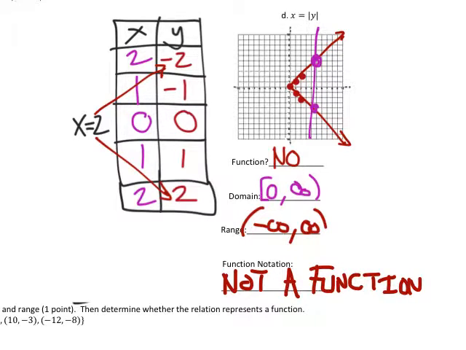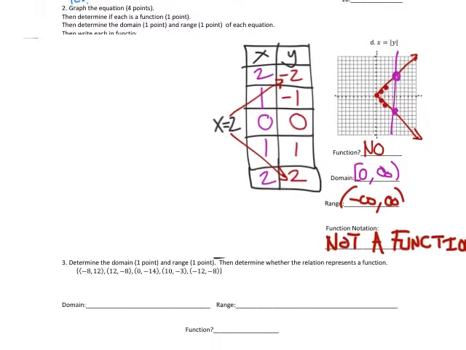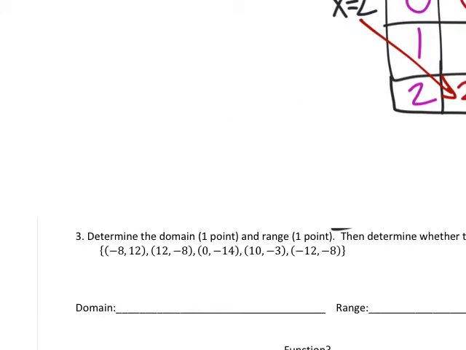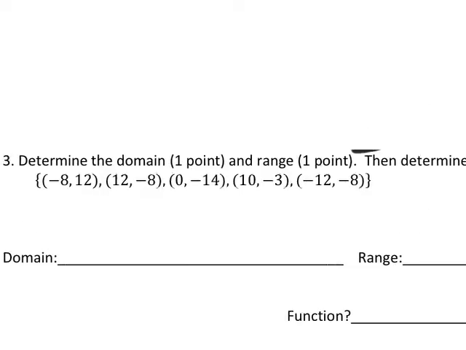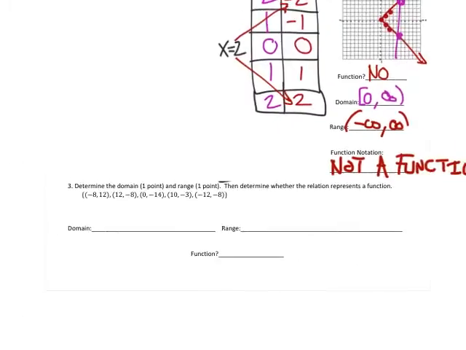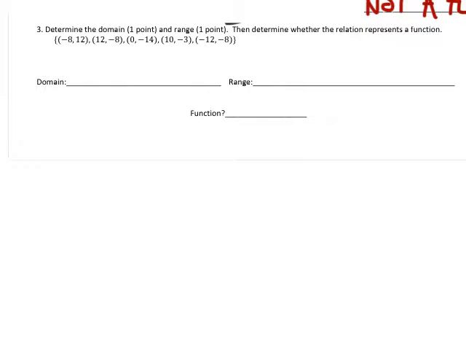Otherwise, we'd have the absolute value of f of x, which is not really common practice to write it that way, okay? Alright, and number 3, we need to determine the domain and range, and then if it's a function or not. Some of you may prefer to write this out as a mapping. That's completely up to you, alright?